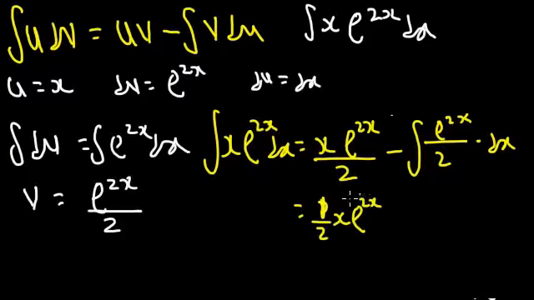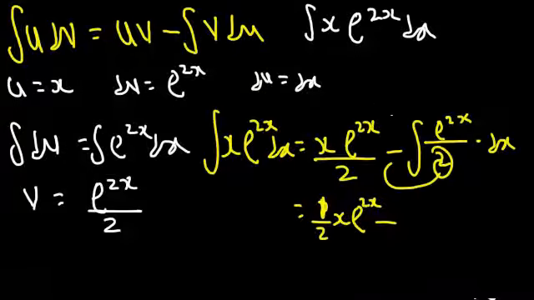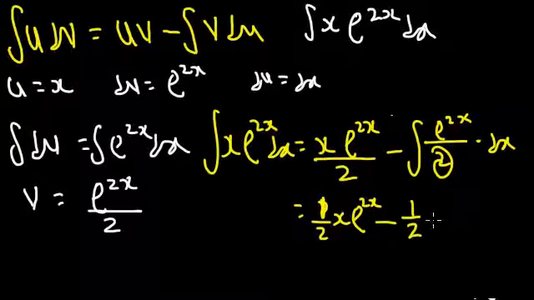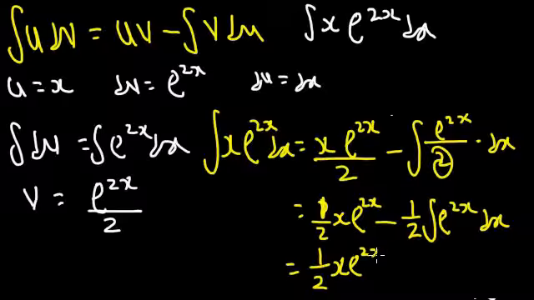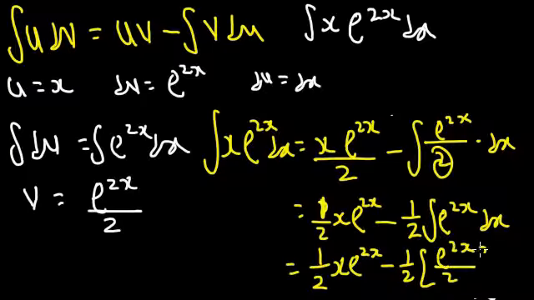Simplifying further, we have 1 over 2 of x e to the power of 2x. Writing it this way makes much more sense. I would like to bring this 1 over 2 outside the integral symbol, and then we have 1 over 2 times the integral of e to the power of 2x with respect to x. We integrated e to the power of 2x earlier and got e to the power of 2x divided by 2. So this means 1 over 2 x e to the power of 2x minus 1 over 2 multiplied by e to the power of 2x divided by 2. Excellent.